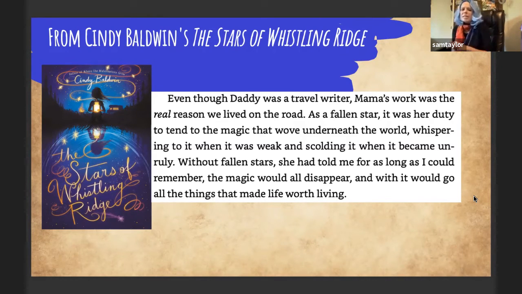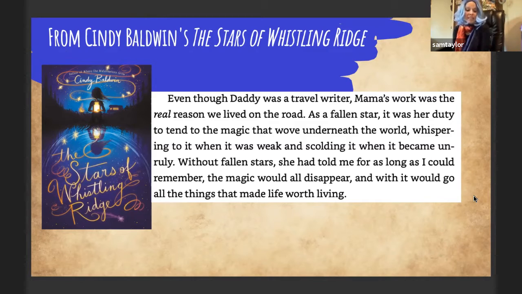So the premise in this story, it follows an almost 13-year-old girl named Ivy, and her mother and her two aunts are fallen stars that fell to Earth, became women, and their responsibility now is to take care of the natural magic in the Earth.